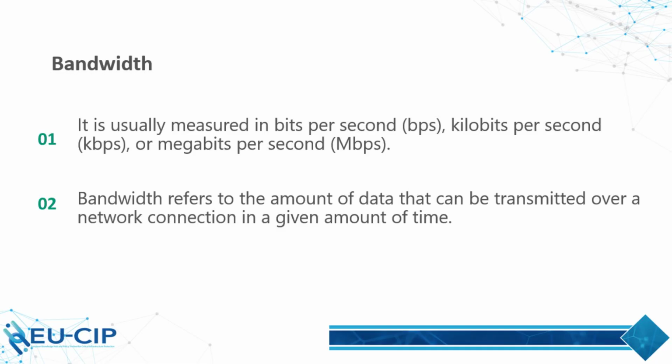Bandwidth refers to the amount of data that can be transmitted over a network connection in a given amount of time. It is usually measured in bits per second (bps), kilobits per second (kbps), or megabits per second (Mbps).